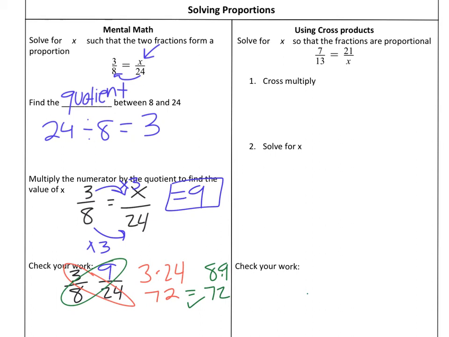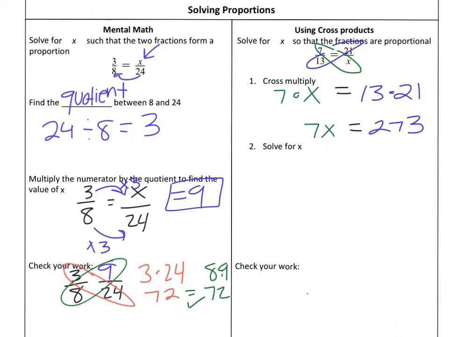All right, and then back to using cross products to solve. This is exactly like those percent of a number problems, okay? So, first up, I cross multiply. I take 7 times x equals, and I know they're equal because I want them to be proportional, so they have to be 13 times 21. Okay, 7 times x is 7x equals 13 times 21 is 273.